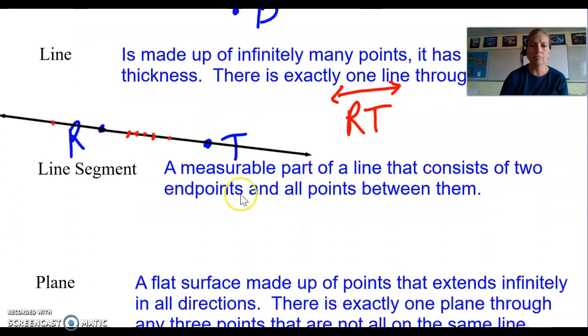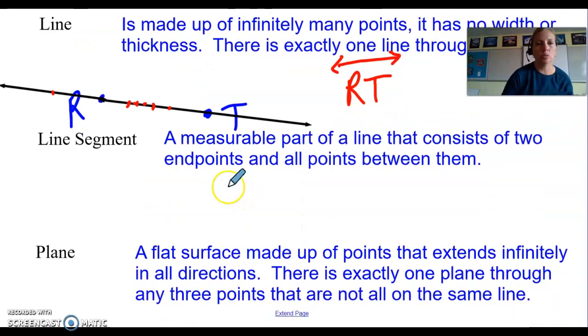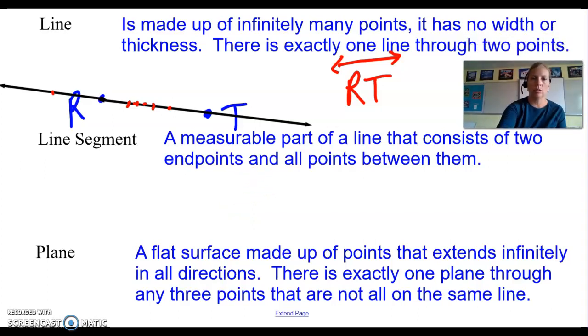All right, a line segment. So our next section is going to be all about line segments. So we'll get more into those. So a line segment is a measurable part of a line that consists of 2 endpoints. All right, so here's one endpoint. We could call that, I don't know, P. And here's another endpoint. I'll call it Q. Right? So it's part of the line. So we're not going to draw the line that would go on forever and ever. It's only this part of the line. Okay, so it's a line segment.